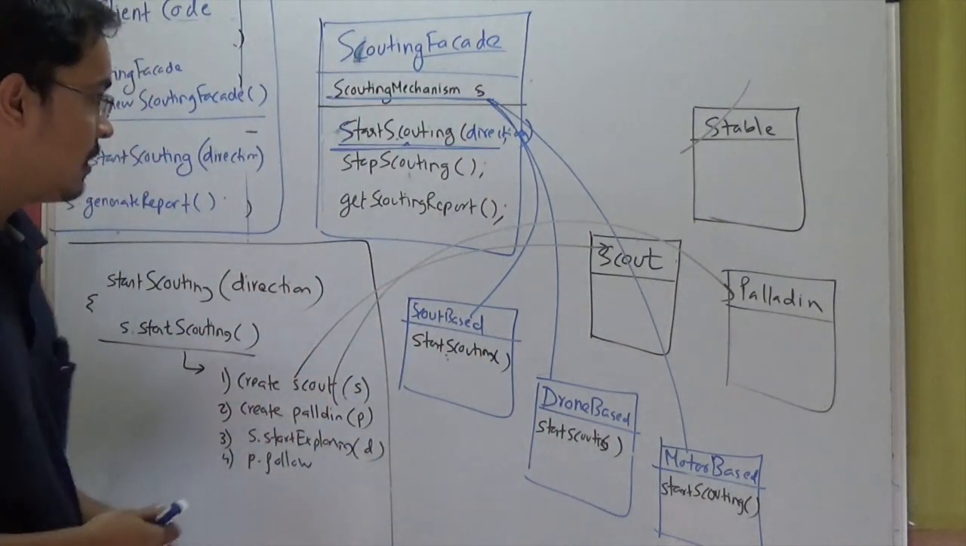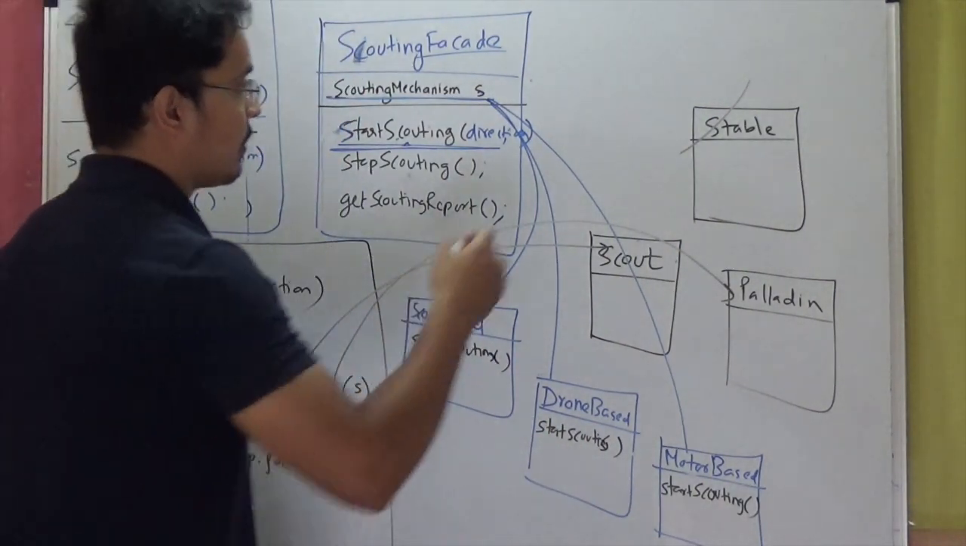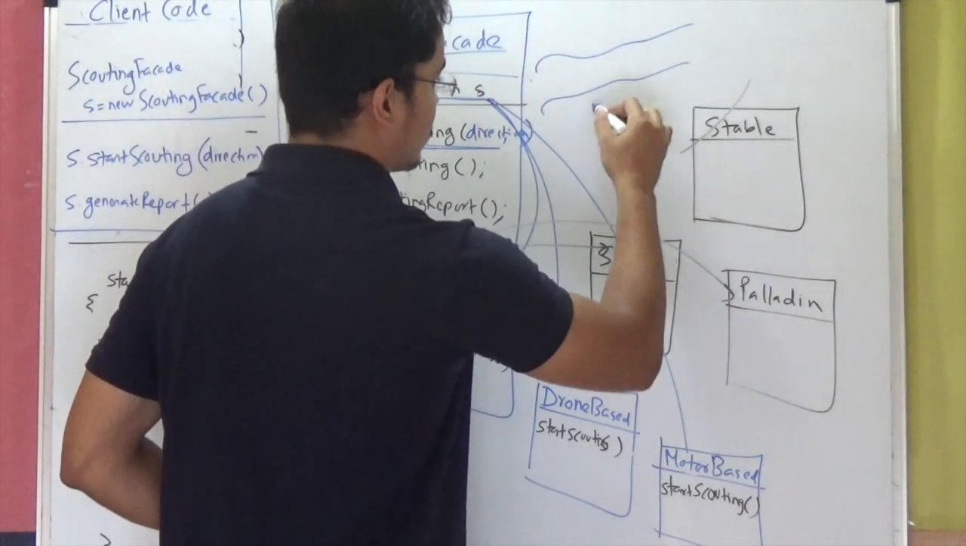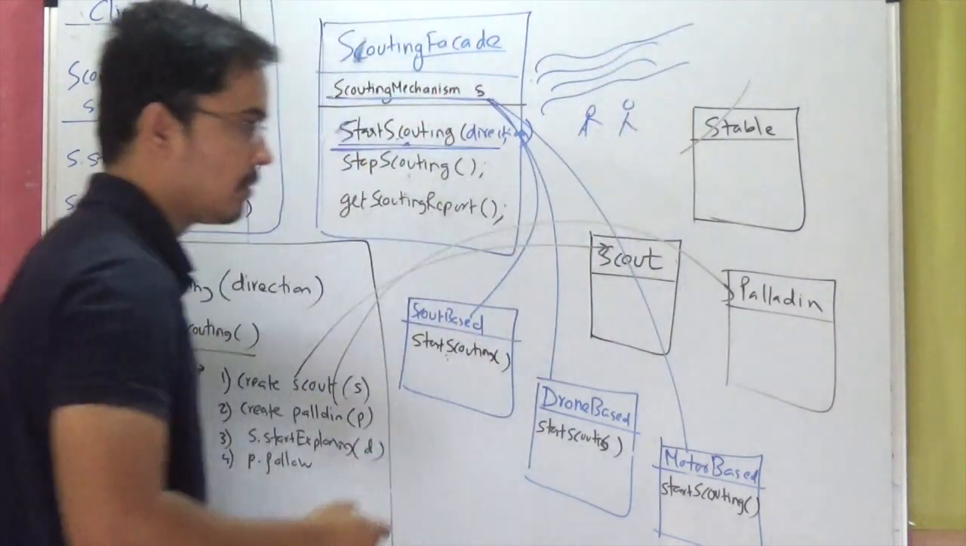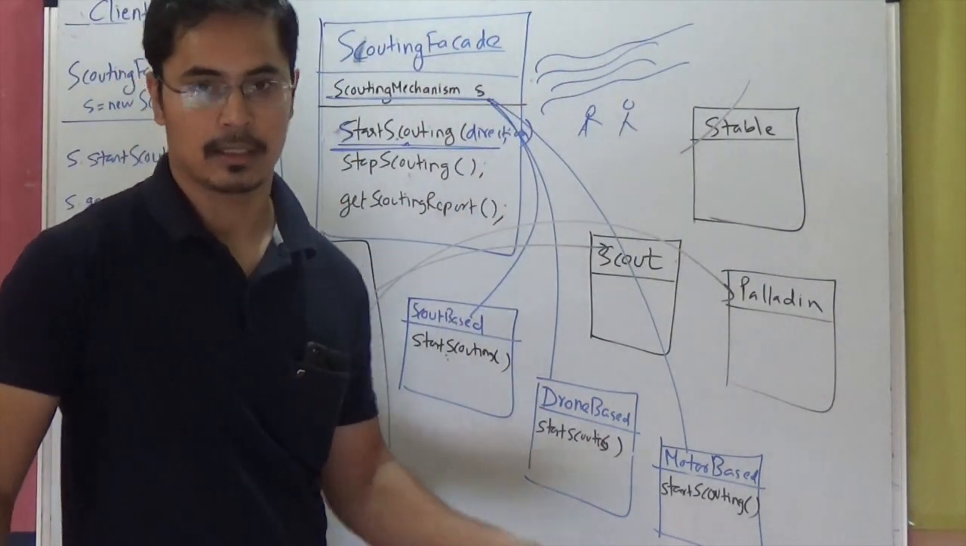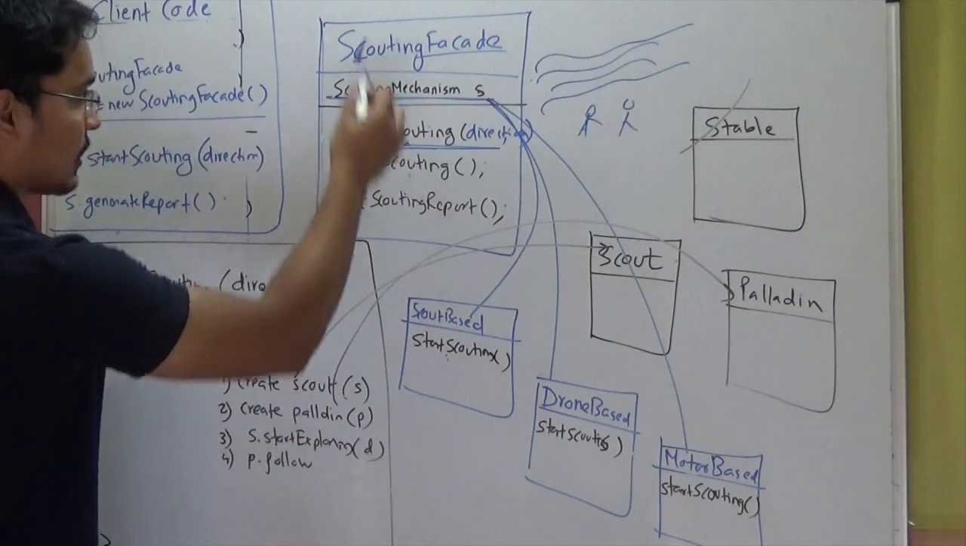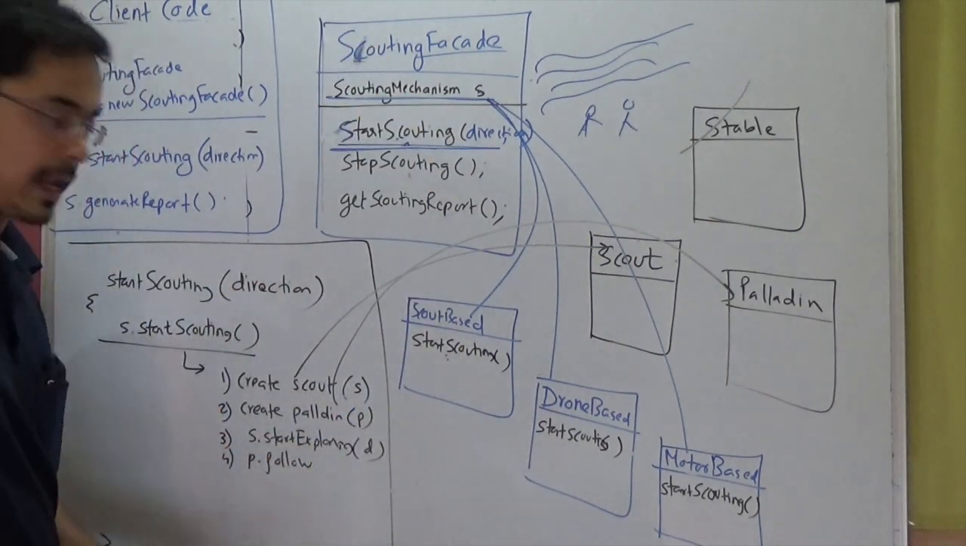For example, you remember I said there might be a river, right? While you are scouting, you might come across a river, and you can't cross it because only you have got horses. So here, our scouting mechanisms can anticipate that.